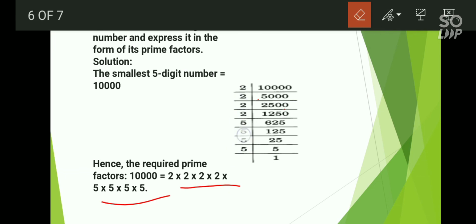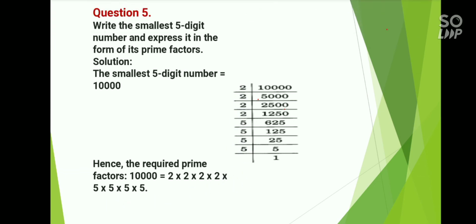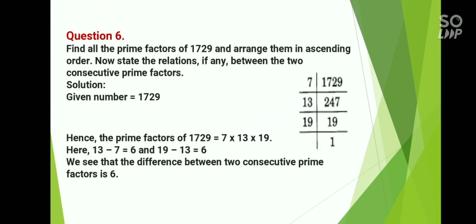Then let us move towards the next question. Question number 6. Find all the prime factors of 1729 and arrange them in ascending order. Now state the relations, if any, between the two consecutive prime factors. Here, write the solution for 1729. Children, we have to find whether the number is divisible by 2. 1729 is not divisible by 2. See whether it is divisible by 3. Apply the test of divisibility of 3. It is not divisible by 3 and so on.